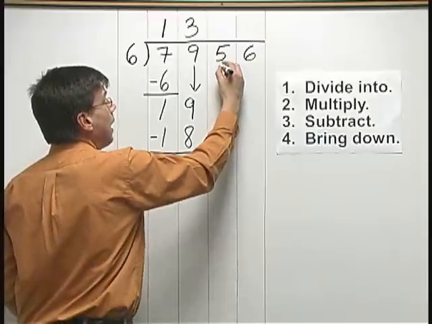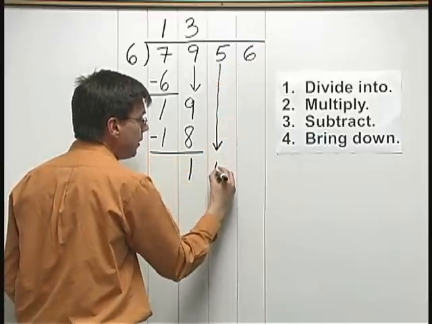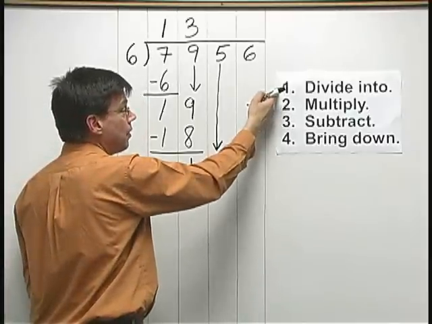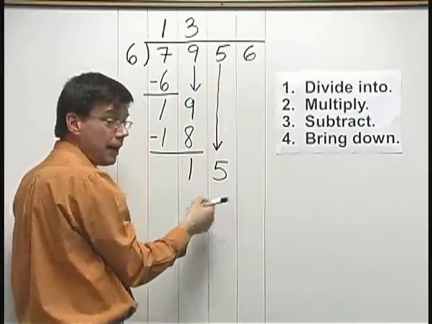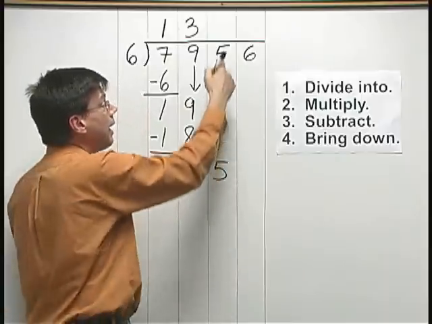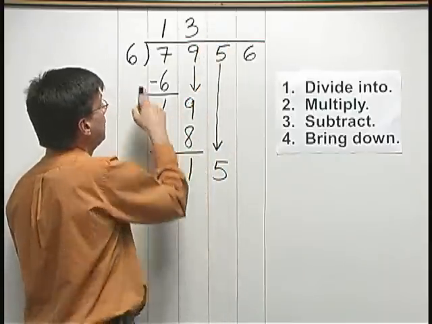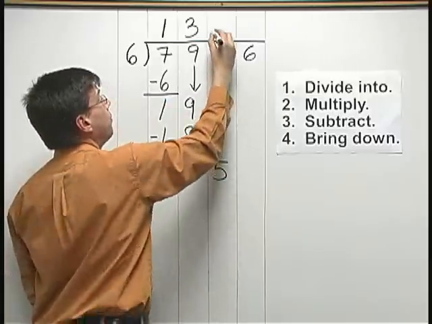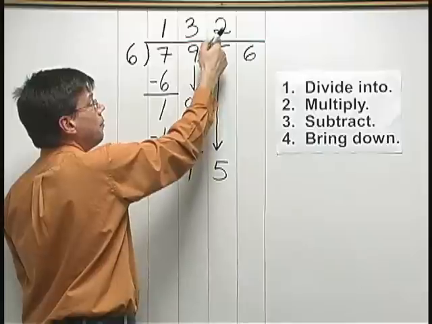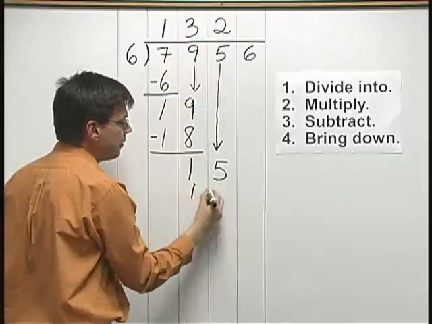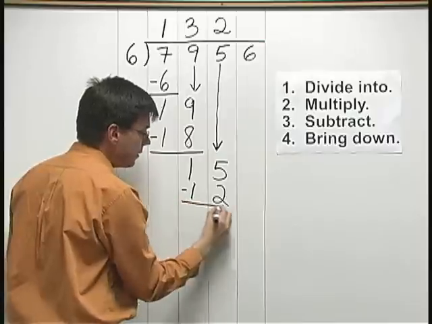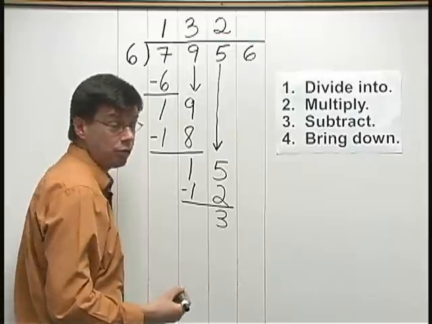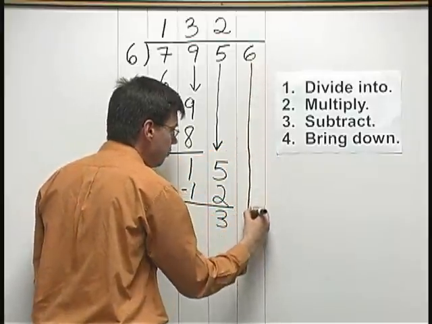After I subtract, I bring down the next digit, that's a 5. After I bring down a 5, the process starts over. Each time I bring down a digit in long division, I have to write a number up above. 6 goes into 15 just 2 times. So I write the 2 up above, then I multiply. 2 times 6 is 12. Next, I subtract. 15 minus 12 is 3. After I subtract, I bring down the next digit, bring down the 6.